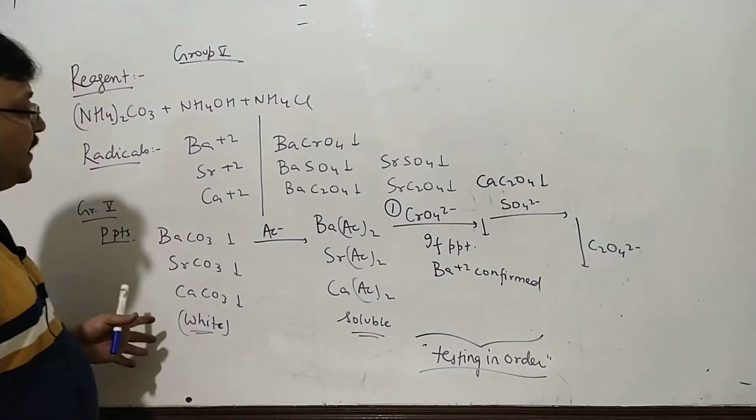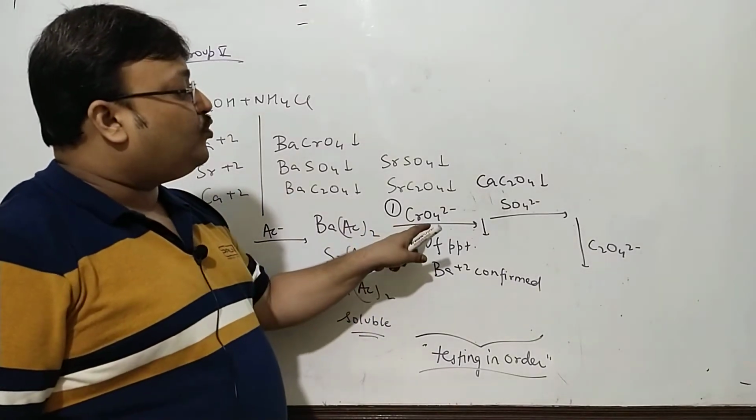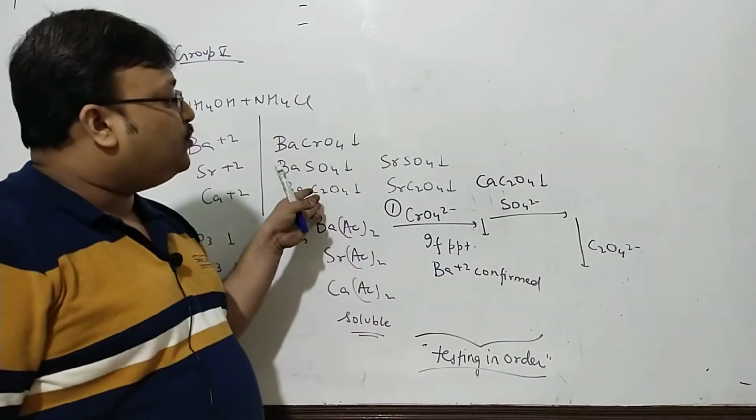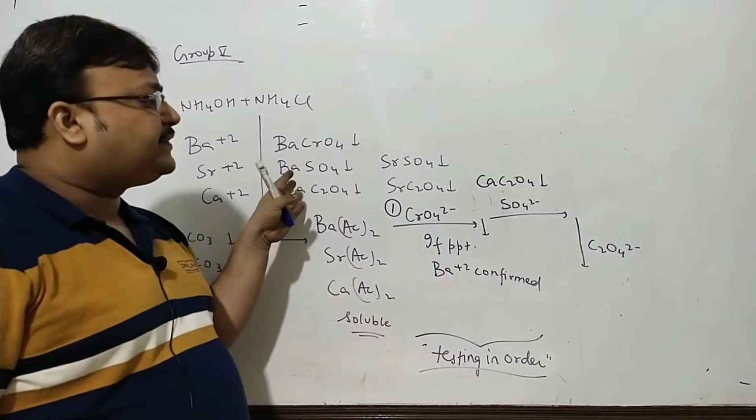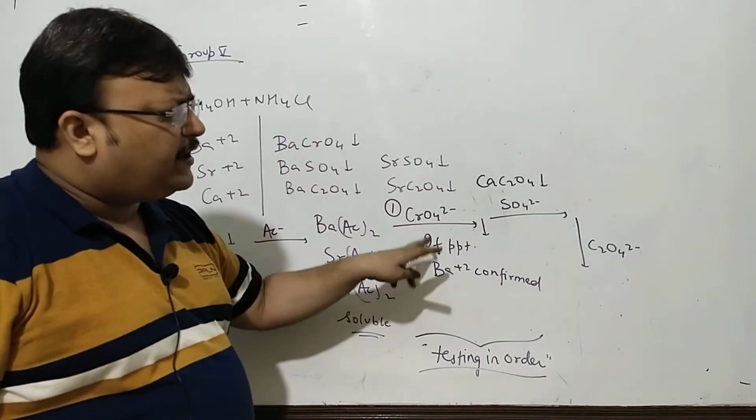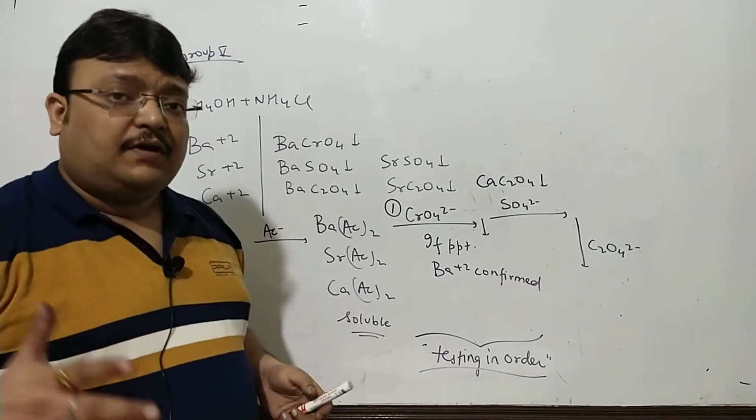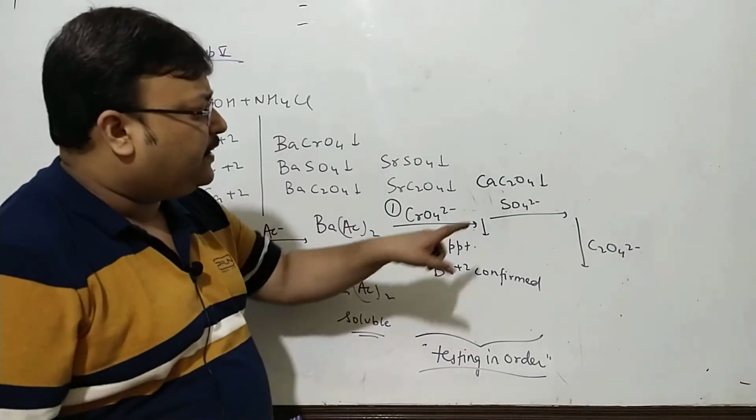पहले कार्बोनेट का प्रेसिपिटेट आया, तीनों को डिसॉल्व किए. सबसे पहले क्रोमेट डालते हैं. ऑक्सीलेट डालोगे तो वापस तीनों आ जाएगा. सल्फेट डालोगे तो ये दोनों आ सकता है. क्रोमेट डालने से सिर्फ यही आएगा. अगर आता है बेरियम, फिल्टर करो, फिल्ट्रेट में फिर ये डालो.